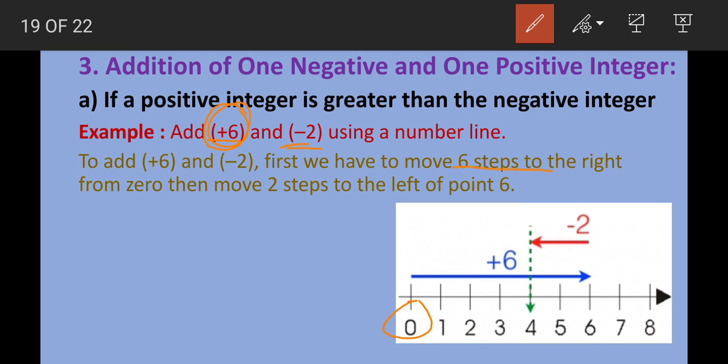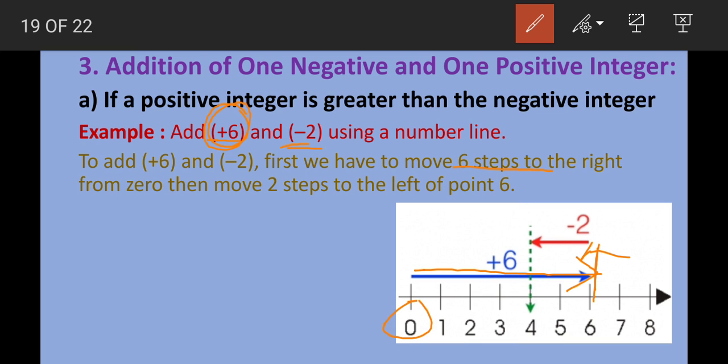While you are adding, always you have to start from 0. If it is positive, you have to move towards the right side. If it is negative, you have to move towards the left side. So as we are starting from plus 6, we have to jump 6 steps towards the right side. So we reached plus 6, clear.